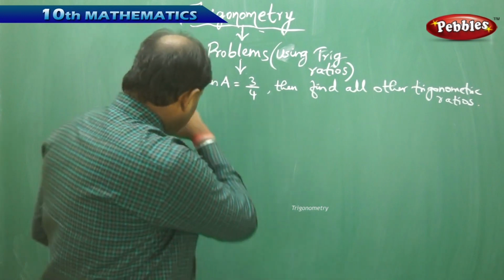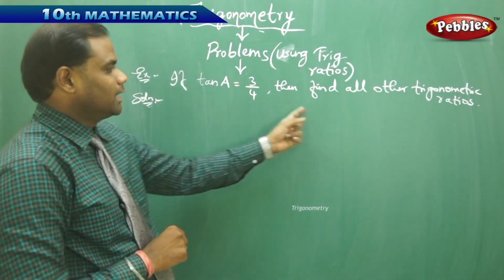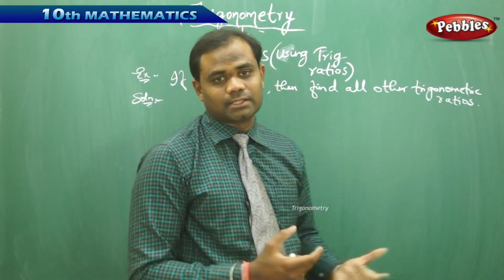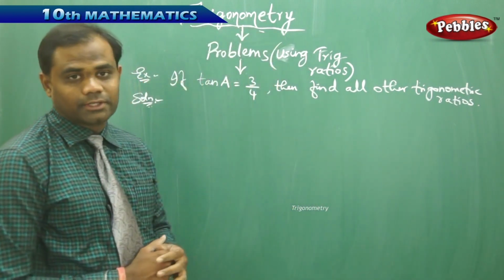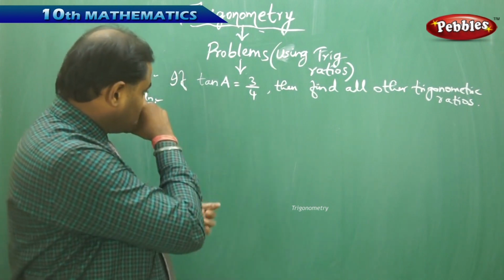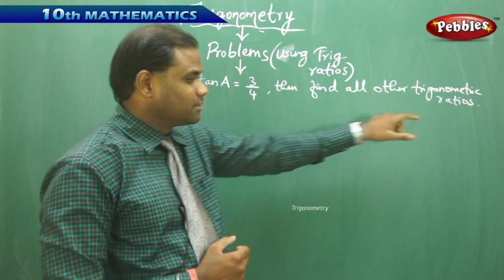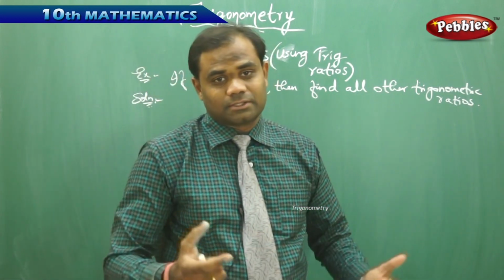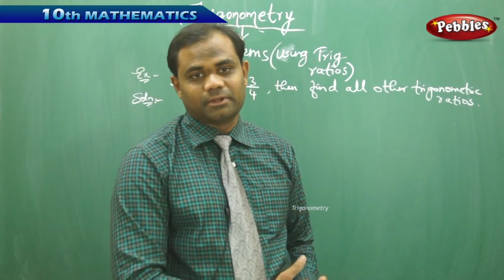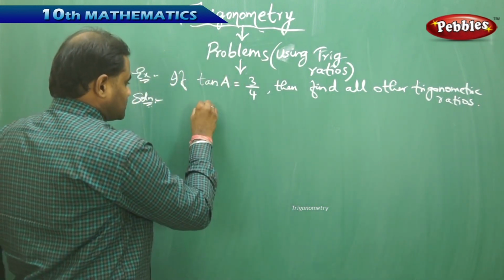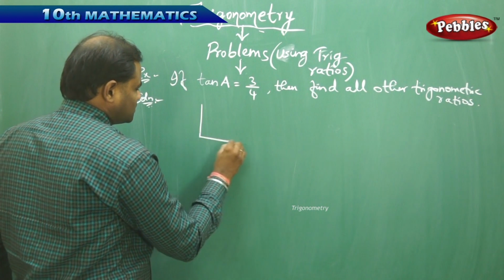Now here, tan A is 3 over 4, and we have to find all the other trigonometric ratios, that is sine, cos, cosecant, secant, and cot, because tan is already given. So with the given trigonometric ratio, I try to use the right angled triangle to find the other trigonometric ratios with the respective formulae as discussed in the previous session. So let's draw a right angle triangle connecting the trigonometric ratios.